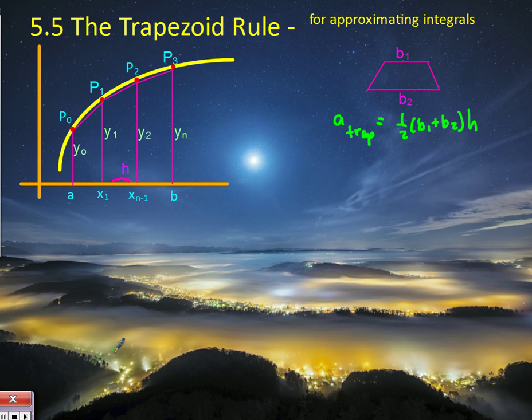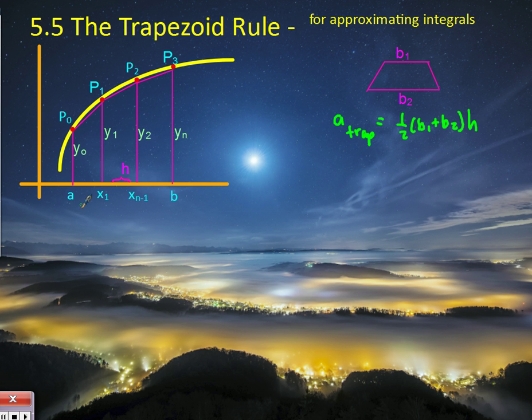I'm here to talk about section 5.5, the trapezoid rule. This technique is used for approximating the area under a curve using trapezoids. You're used to seeing trapezoids on the right where the parallel sides are going horizontal. I'm going to take that trapezoid, turn it vertically, and create the three trapezoids that you see under the yellow curve.